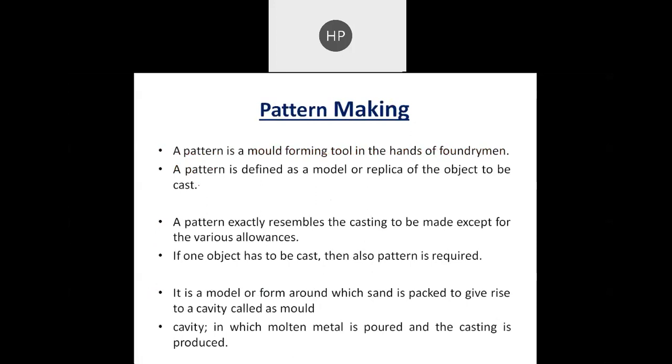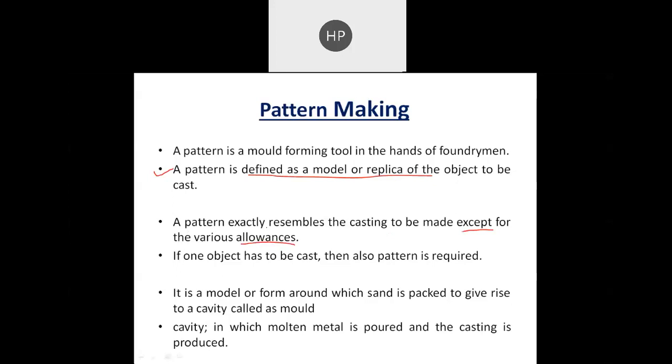As we have already discussed, pattern is defined as a model or a replica of the object to be cast. What is the shape and size of the object? The same replica, approximately the same replica or model, is made from other material, and that is termed as a pattern. So a pattern exactly resembles the casting to be made except for the various allowances. So it is not a perfect shape and size.